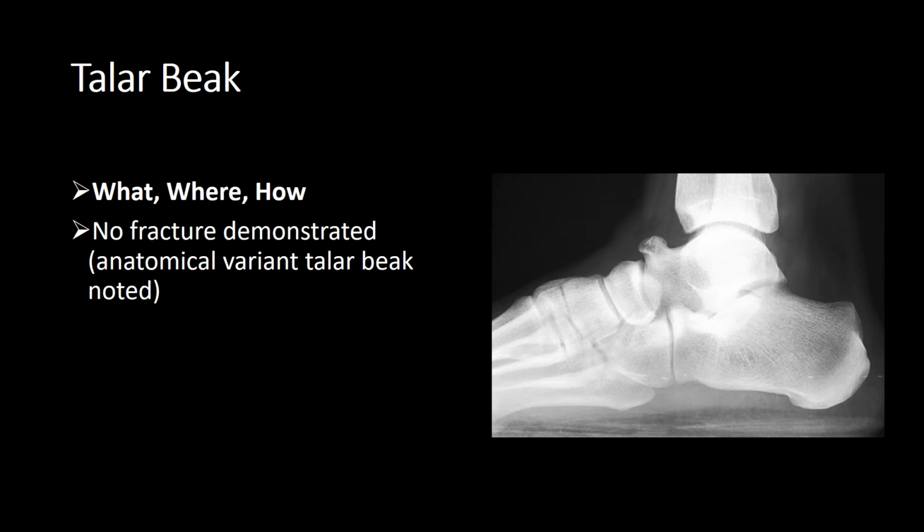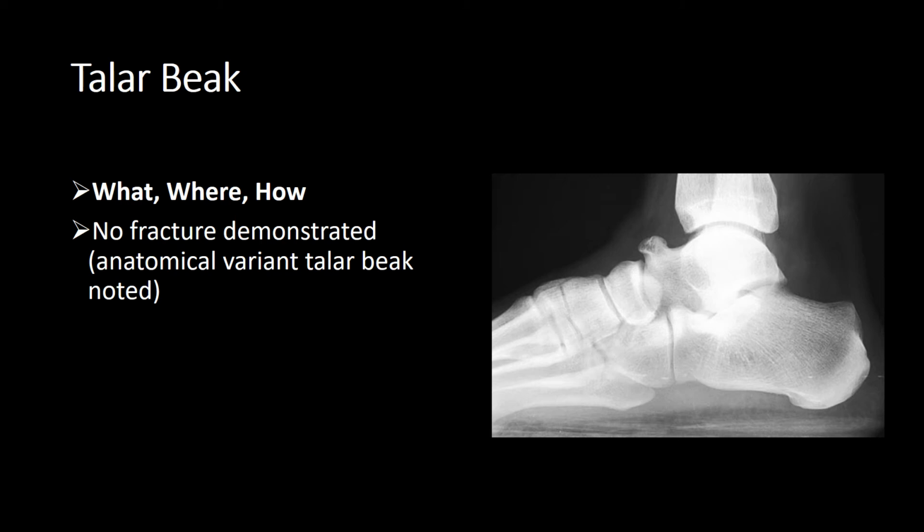Talar beaks. These are an exostosis of varying sizes on the anterior surface of the talus. We can clearly see that the cortex of the exostosis is contiguous with the host bone. There's no evidence of a lucent line, no evidence of a breach in the cortex. Therefore, this is not to be misconstrued as a fracture.